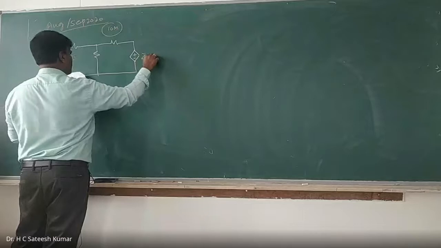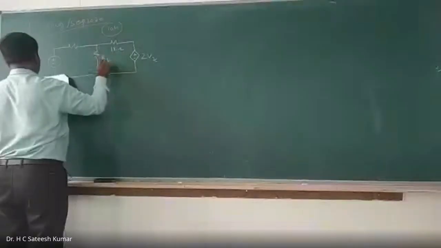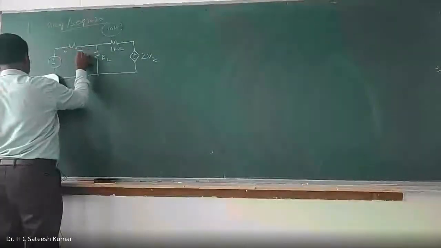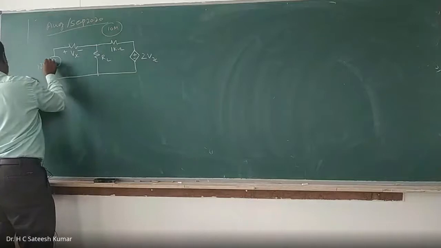Two Vx, 1 kilo ohm, RL, plus minus Vx, 12 volts, 1 kilo ohm.